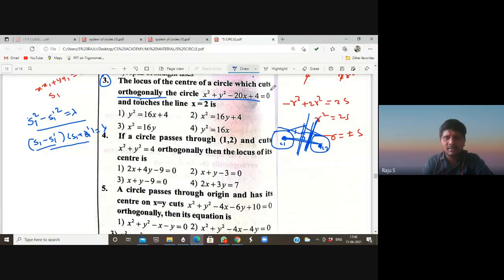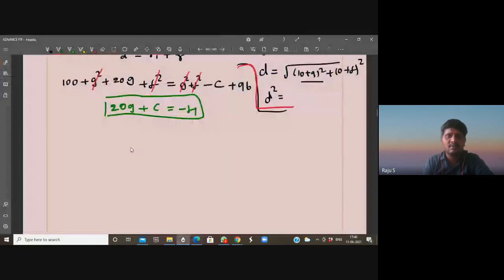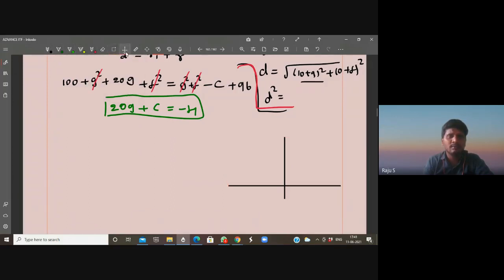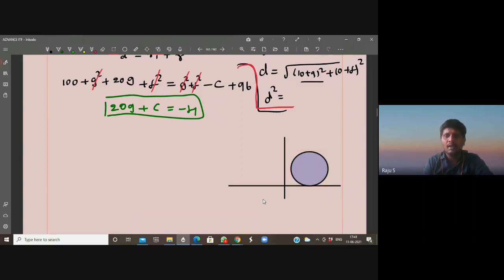The locus of centers of the circle which cuts orthogonally and touches the line x is equal to 2. Wonderful. Touches the line x is equal to 2 means, if you take your x-axis and y-axis here, I'm taking the circle like this here, and x is equal to 2, x is equal to 2 means this line.